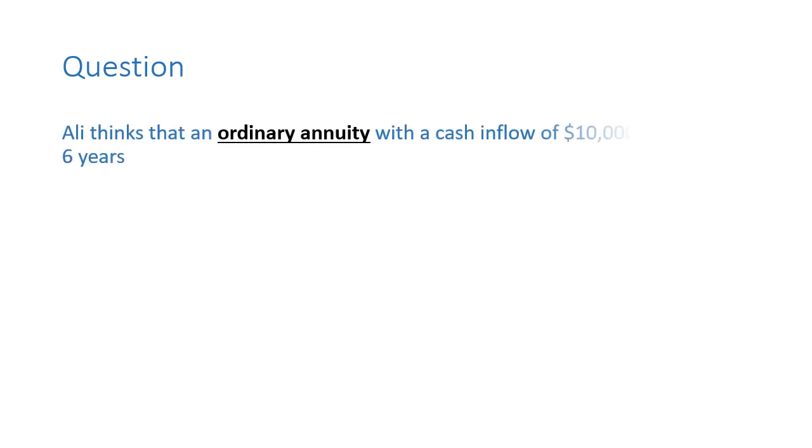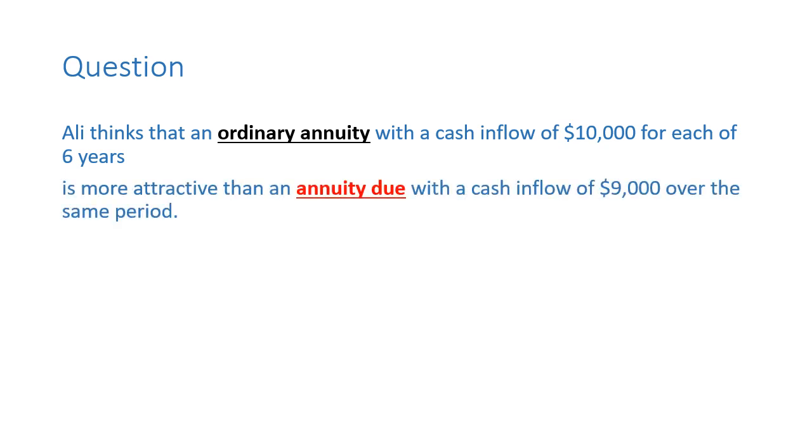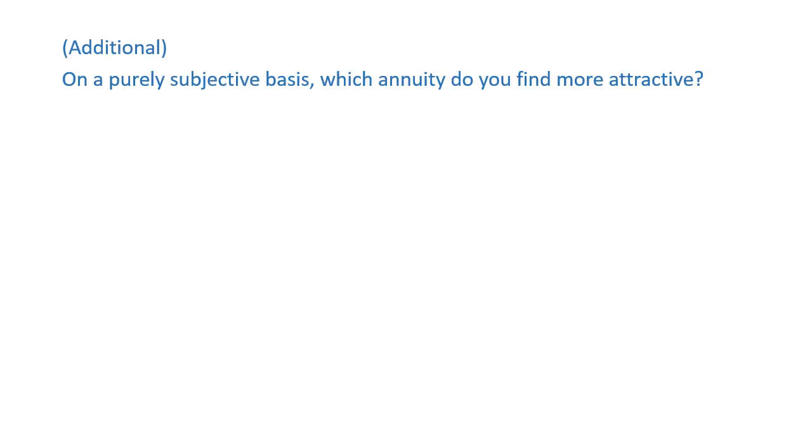Question. Ali thinks that an ordinary annuity with a cash flow of 10,000 for each of 6 years is more attractive than an annuity due with a cash flow of 9,000 over the same period. Assume that Ali can earn 15% per annum on his investment. On a purely subjective basis, I repeat again, subjective, which annuity do you find more attractive?